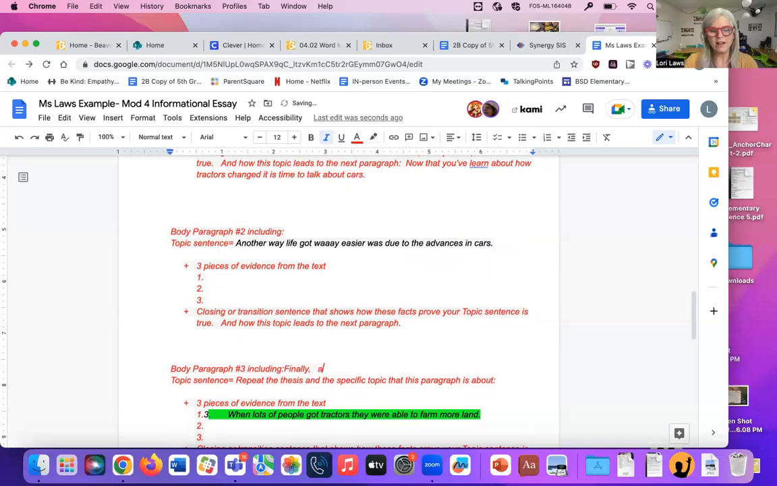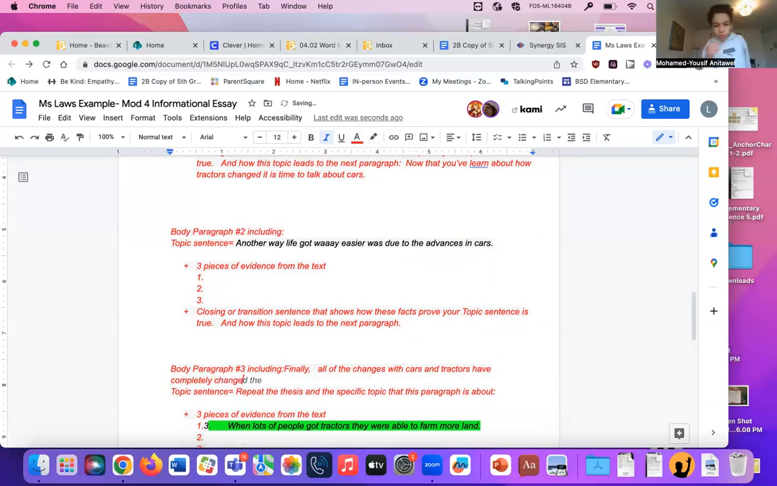Finally, all of the changes with cars and tractors have completely changed the way we live our lives. And I really believe that because I lived in Africa. Wait, could we use that sentence? Well, I would like you to come up with your own way of saying it.